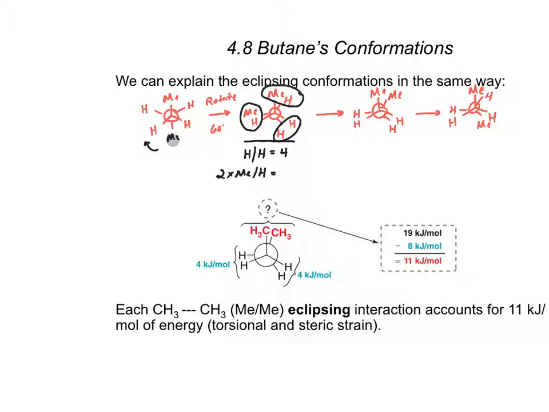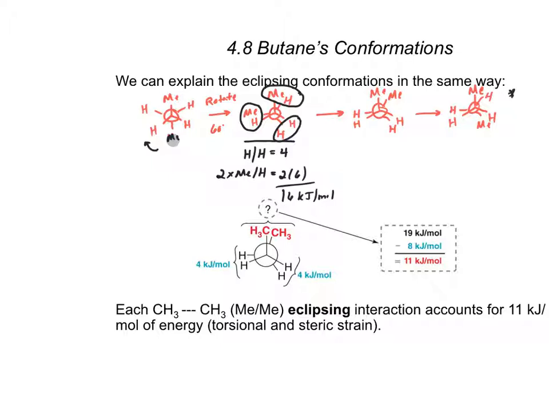What about methyl-hydrogen? Do we know how much those eclipsing conformations cost? That was what we just looked at with propane. That was about 6 kilojoules, right? But now in this one we have 2 of them. So 2 times 6 gives us 12. So this eclipsing conformation total is going to be about 16 kilojoules per mole, okay? That's really ugly, 16 kilojoules per mole. Okay, so that's that one. We can predict that one.